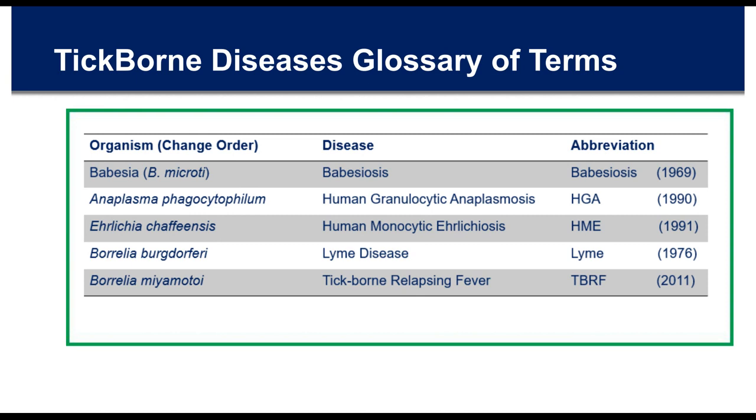So Lyme disease was discovered in 1976. Medical history is very interesting. We don't have time to talk about the fascinating ways that these diseases were finally solved and stumbled upon. And the most recent pathogen on this list, Borrelia miyamotoi, the first cases in humans in the world were in 2011 in Russia, and the first case, as I previously mentioned, in North America was in 2012, late 2012, published in 2013.